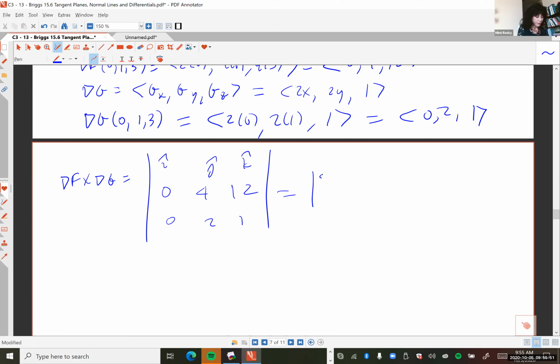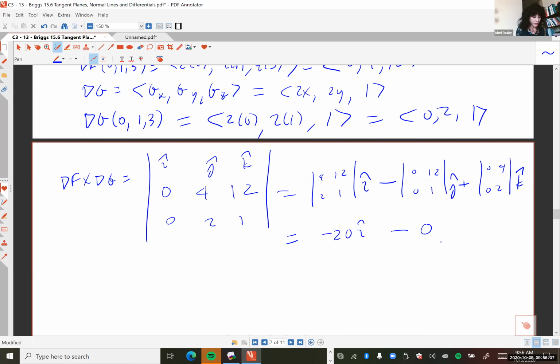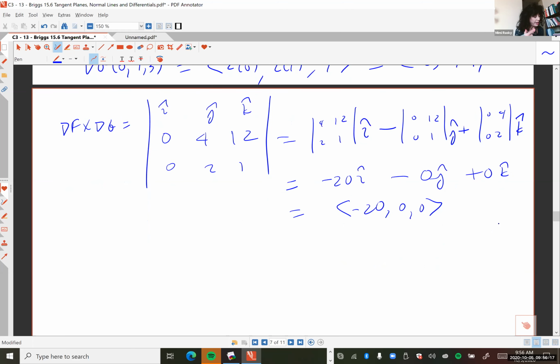Here you're going to have the determinant of 4, 12, 2, 1 times i hat, minus the determinant of 0, 12, 0, 1 times j hat, plus the determinant of 0, 4, 0, 2 times k hat. And then you get all these components, and I get negative 20 i hat minus 0 j hat plus 0 k hat. That's just the vector in component form. So it looks like it's pointing in the negative x direction. That's fine, and now you're ready.